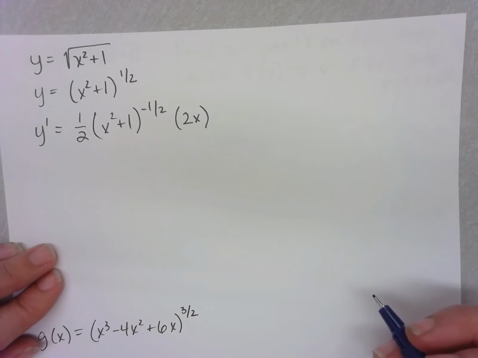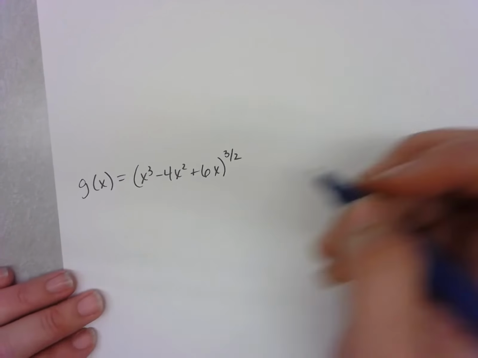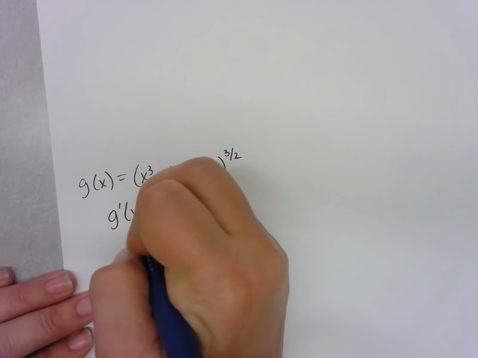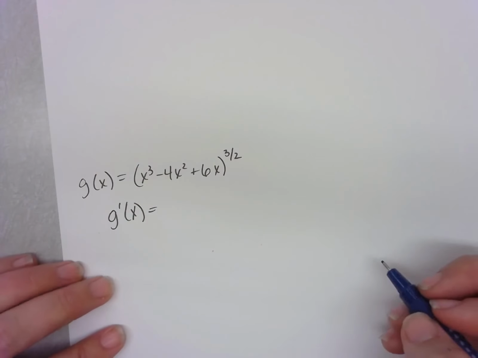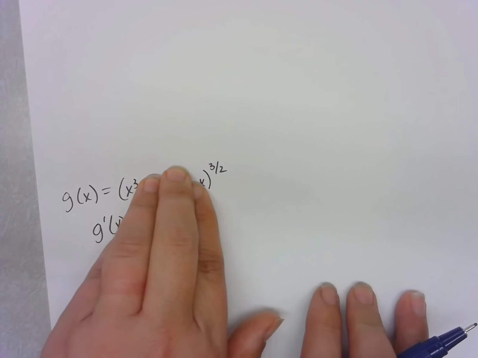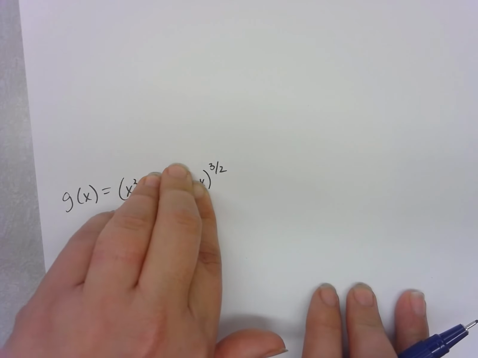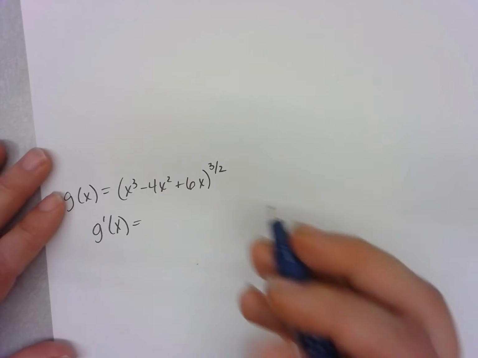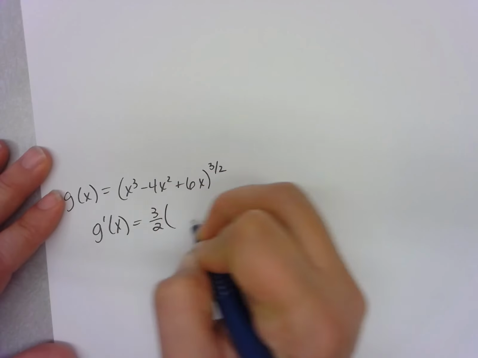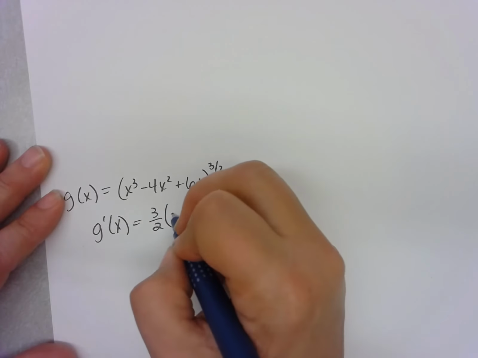All right, so anytime I have a composition of functions, I'm using this idea. g prime of x is equal to, okay, so again, I want to think of this whole thing as just like x to the 3/2. So the derivative of x to the 3/2 would be 3/2 x to the 1/2. So I have 3/2. This does not change. It stays the same on the inside.